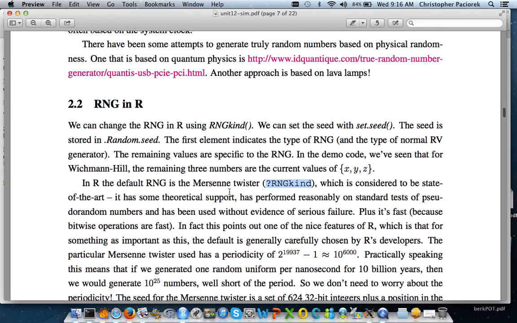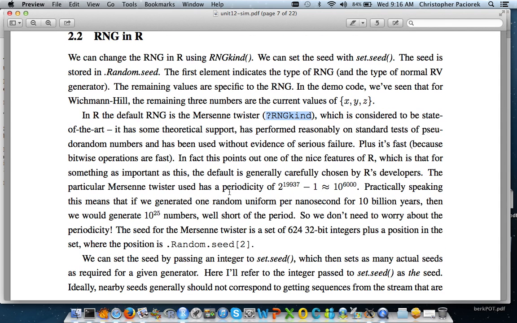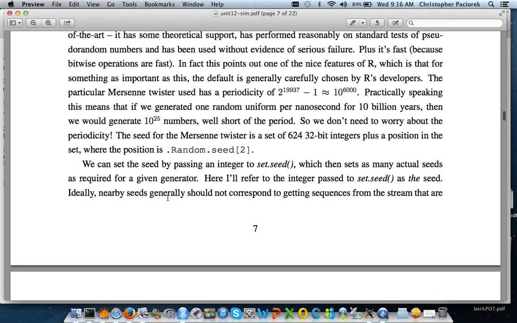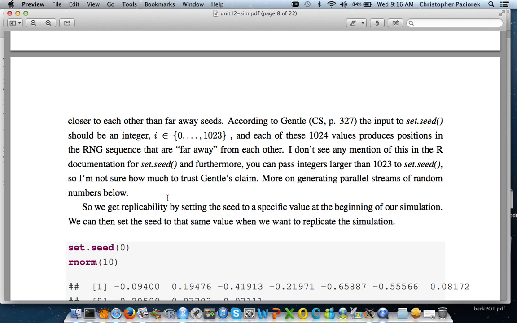Okay, so I said last time that it's a really good idea to set the seed before you do any random number generation so that you can go back and exactly recreate whatever calculation you were doing. So let's just see a quick example of that.